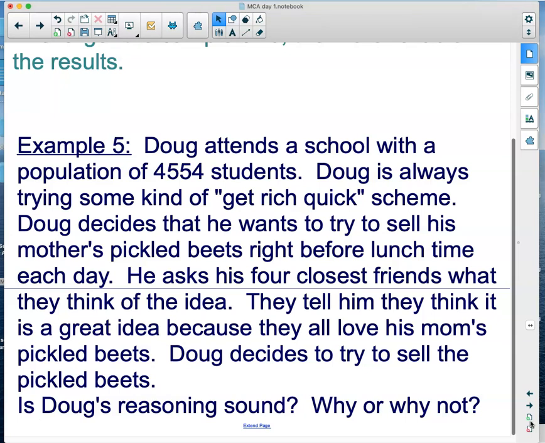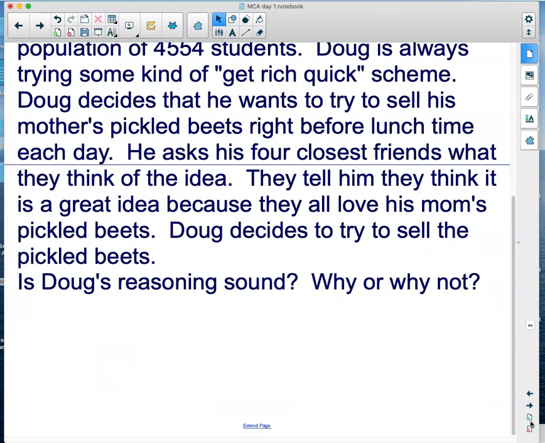So example 5 says, Doug attends a school with a population of 4,554 students. Doug is always trying some kind of get-rich-quick scheme. Doug decides that he wants to try to sell his mother's pickled beets right before lunchtime each day. He asks his 4 closest friends what they think of the idea, and they tell him they think it's a great idea because they all love his mom's pickled beets. Doug decides to try to sell the pickled beets. Is Doug's reasoning sound? Why or why not?